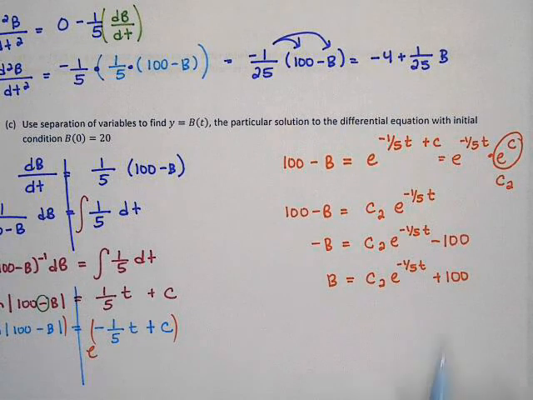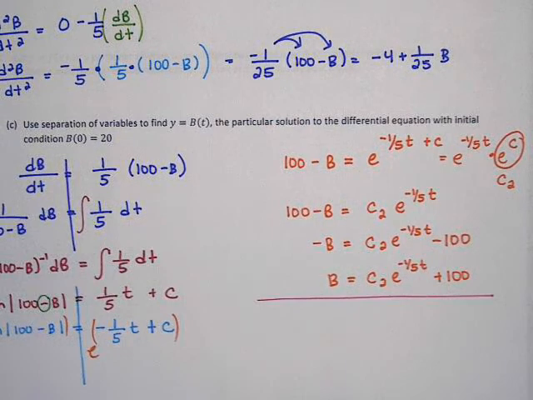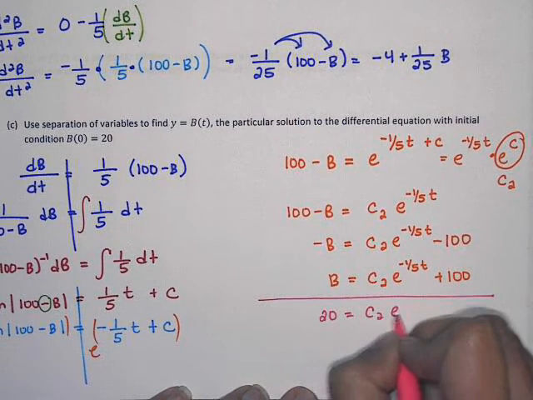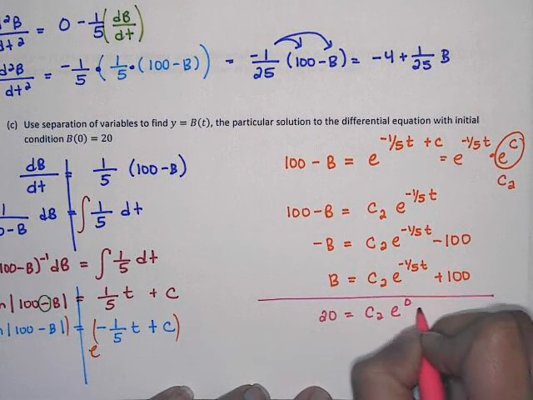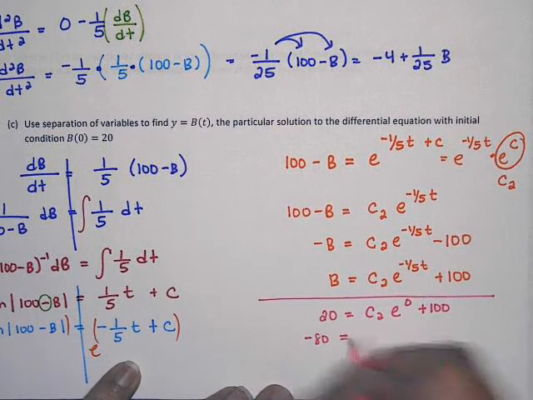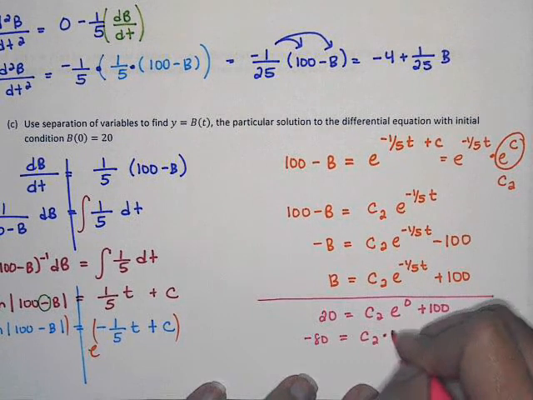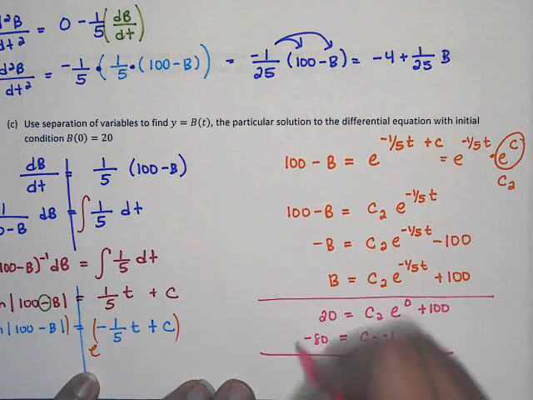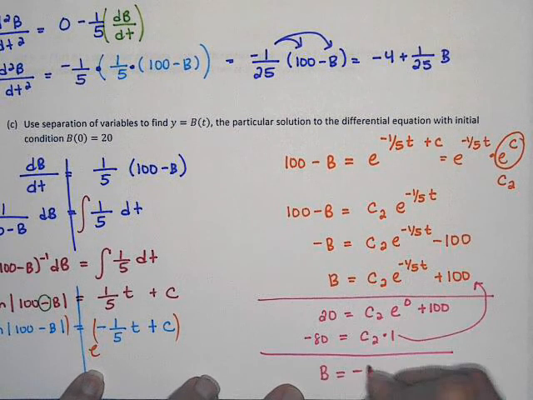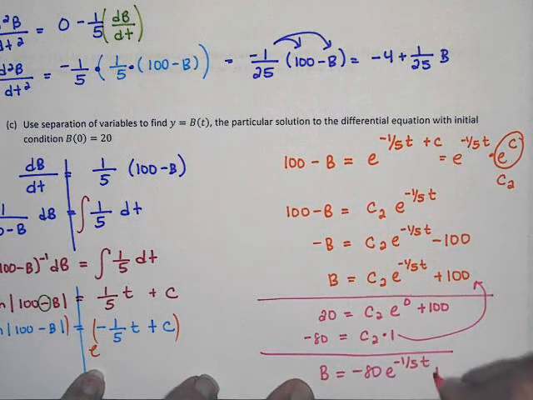Once I get to here, I'm going to use my initial value and actually solve for c. So if I plug in 20 equals c number 2 e to the 0 plus 100. If I subtract 100, I get negative 80 equals c number 2 because e to the 0 is just 1. So now I can substitute that back into here, and I would have b equals negative 80 e to the negative 1/5 t plus 100.